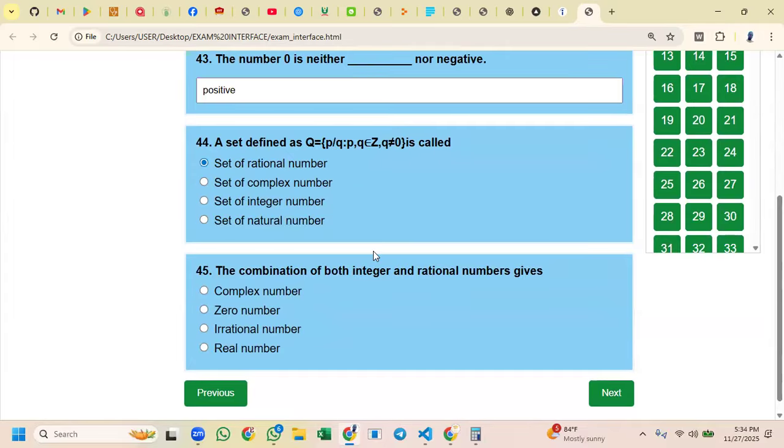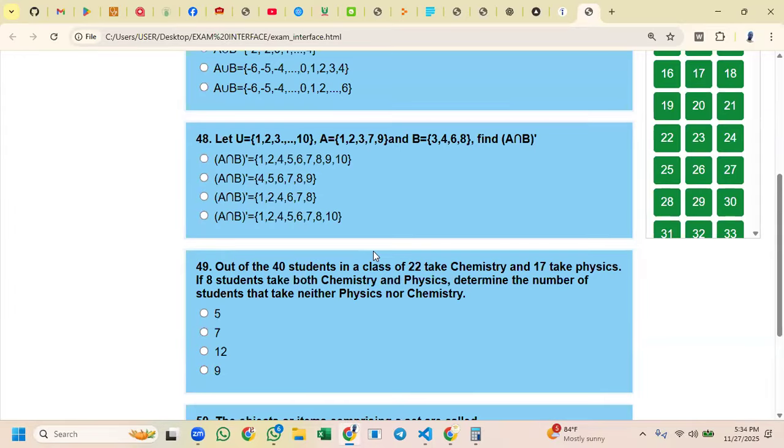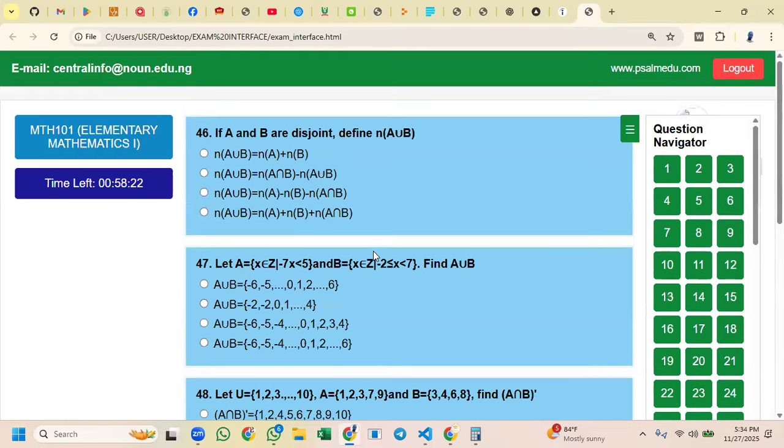Without cracking our brain. Okay. The combination of both integer and rational numbers gives the real numbers. When you combine integers and the rational numbers, we have the real numbers.